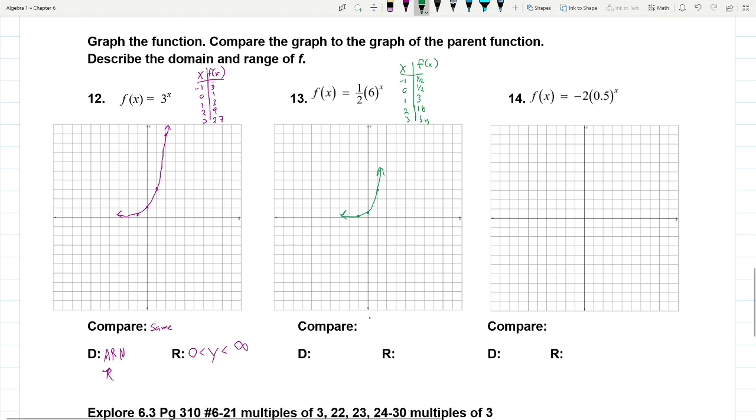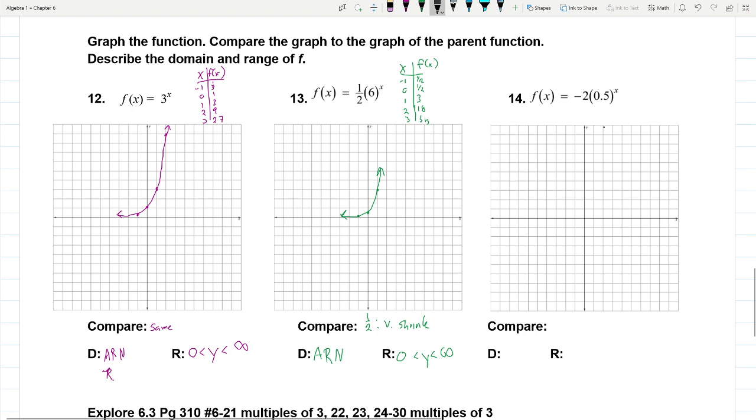So comparing this to a parent function, the difference is this 1/2, and what that tells us is that this is a vertical shrink. My domain still remains all real numbers, and my range is still the same: 0 is less than y, which is less than infinity.